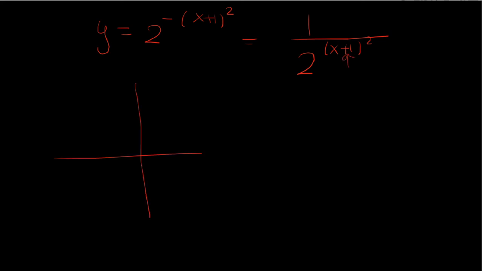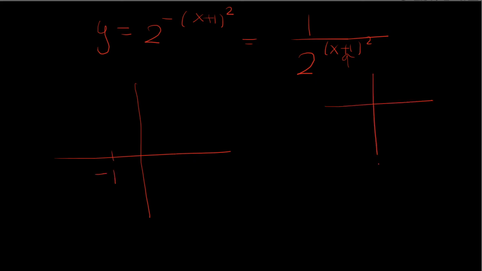Okay, last one. We're looking at a bell-shaped curve. So it's 2 raised to the negative times the quantity x plus 1 squared. So this one I'm going to get rid of the negative by putting everything on the bottom. So this plus 1 means it's centered at x equals -1. So it's going to be symmetric about x equals -1.